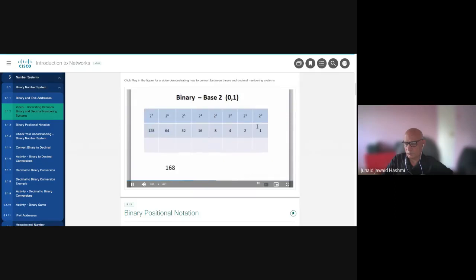Notice that I extended the table to 8 place values. That's because 8 bits is an important grouping of numbers. 8 bits makes a byte in computer processing.